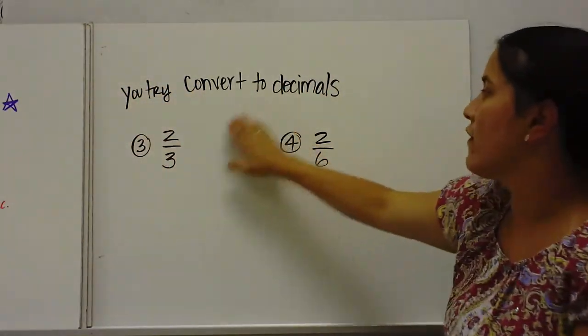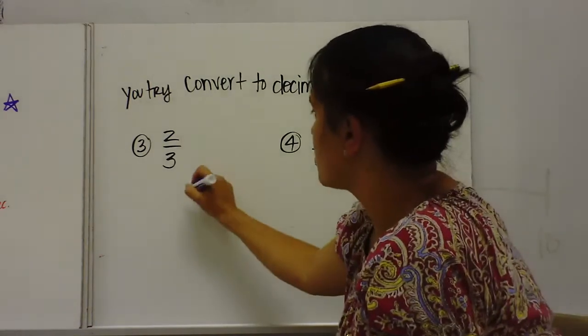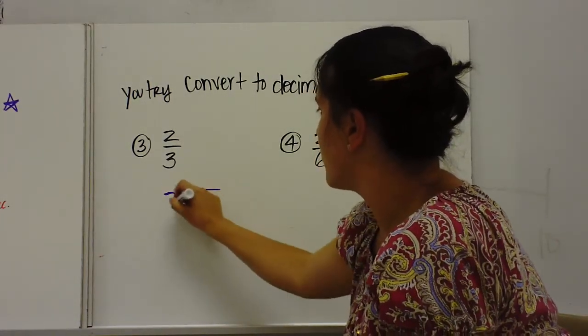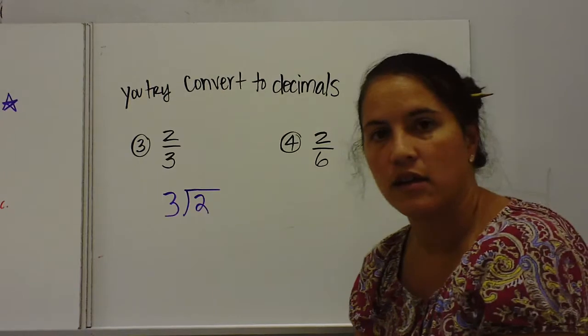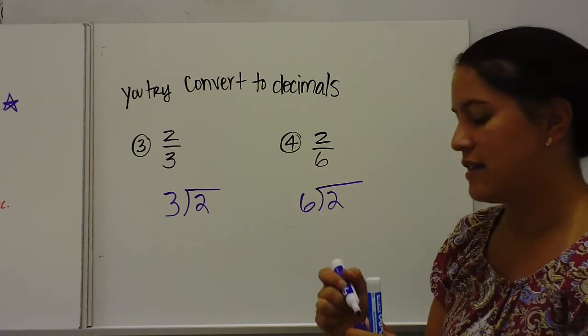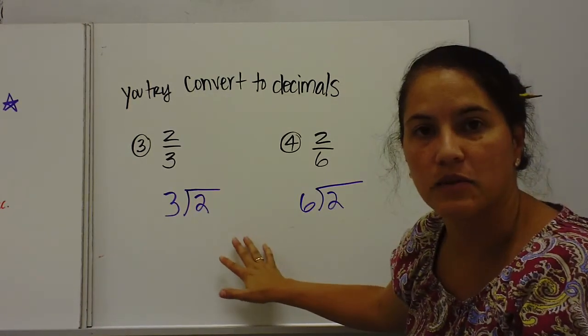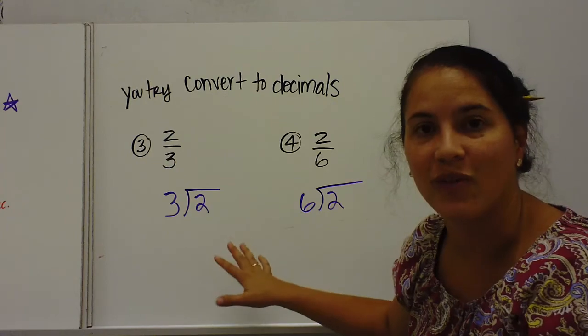All right, so you try. Convert these to decimals, please, using long division. I'll get you started. Over here, the 2 is going to go on the inside. And then right here, the 2 again is going to go on the inside, and the 6 is going to go on the outside. So convert these, please, to repeating decimals. I'm telling you now they're repeating, and we will go over this tomorrow.